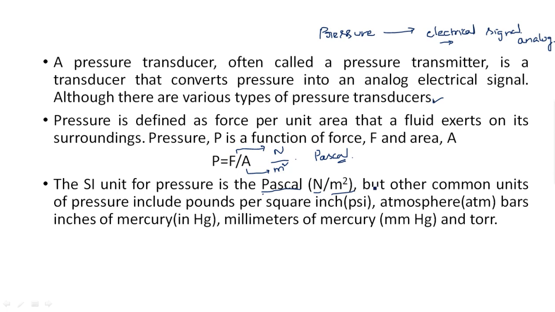Other common units of pressure include pounds per square inch, PSI. These are the different types of pressure units: atmosphere (ATM), bars, inches of mercury (inHg), millimeter of mercury (mmHg), and torr. These are the different units we can use for displaying pressure. Most commonly we go with the Pascal or pounds per square inch.